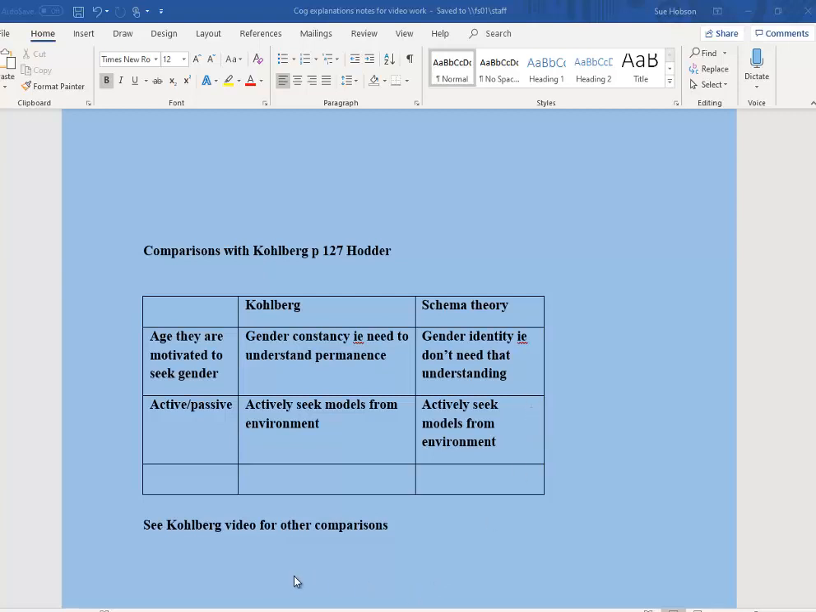And then you should also make comparisons with the other theories of gender development, and those you'll find on my Kohlberg video. So video 1 on the cognitive explanations.